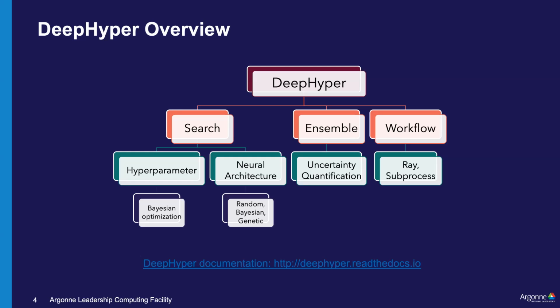We also have features to build ensembles of deep neural networks and predict uncertainty quantification for deep learning models. Finally, we have tools to help you adapt to different workflows, such as sub-processes on a local laptop or using Ray on big supercomputers at Argonne.